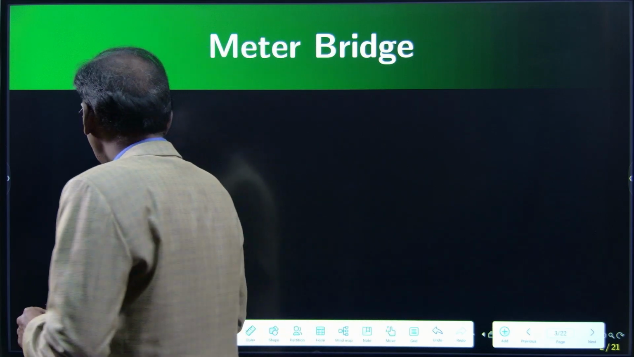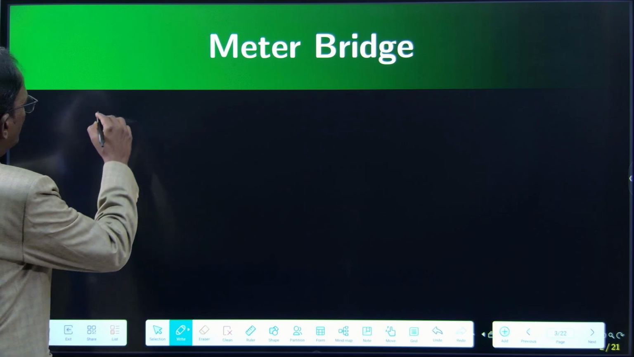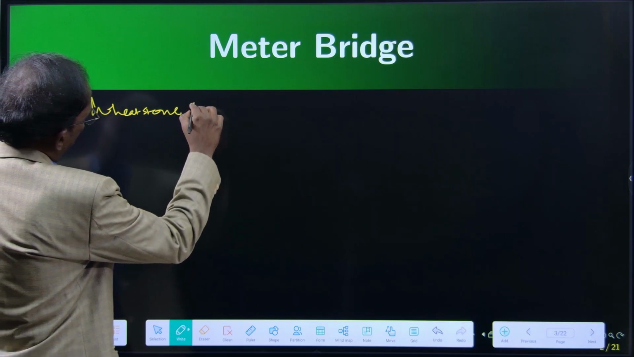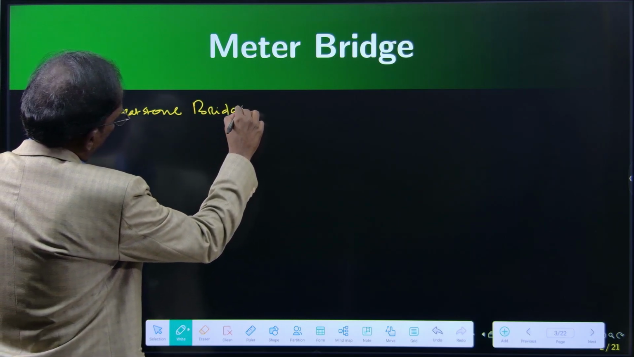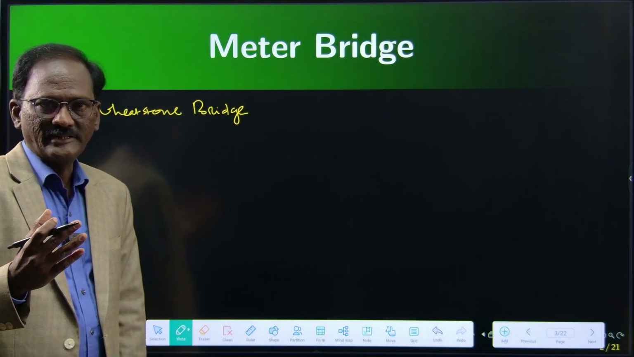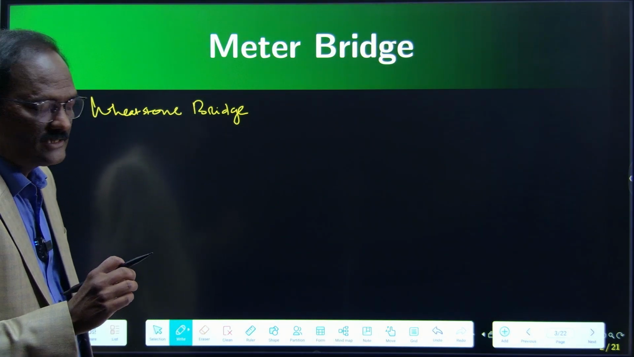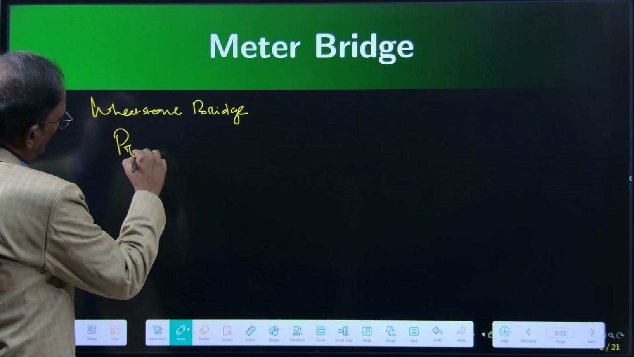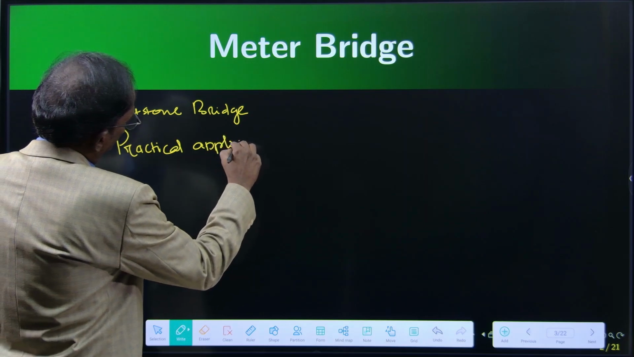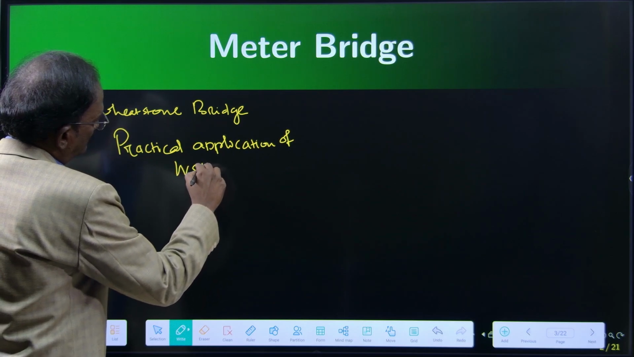Meter bridge. This bridge is an extension or modification of Wheatstone Bridge. In our last videos, we have seen about Wheatstone Bridge, balanced Wheatstone Bridge as well as unbalanced Wheatstone Bridge. This meter bridge is the practical application of this Wheatstone Bridge.